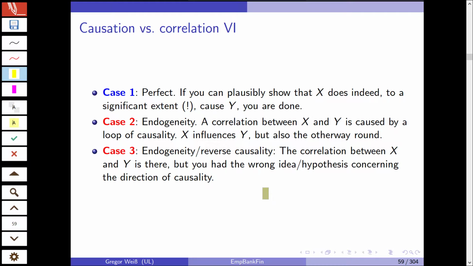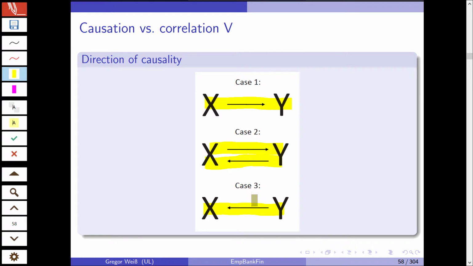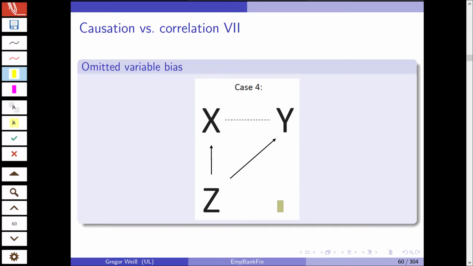The second case is endogeneity. You're picking up an effect of X on Y, and we want to show this. The problem is that this effect of X on Y is somewhat distorted by the endogenous effect of Y on X. And it could simply be that endogeneity and reverse causality is predominant here, and we are picking up correlation, but it's completely the wrong idea. It's simply Y driving X.